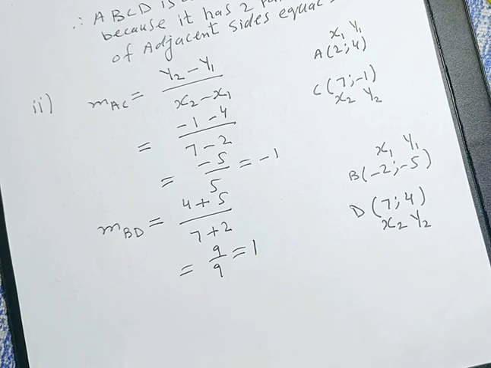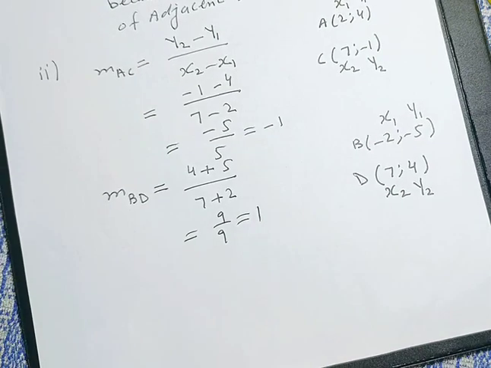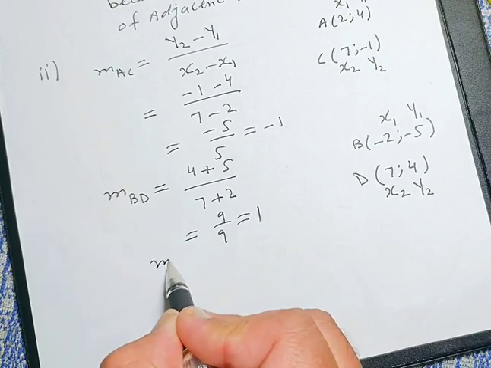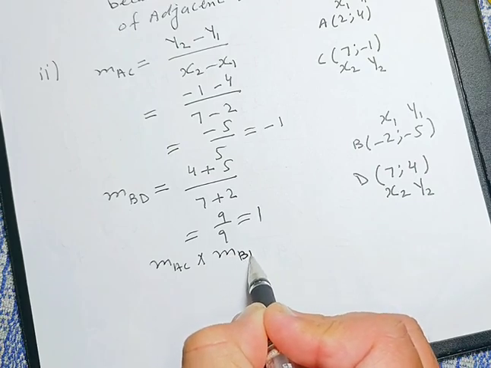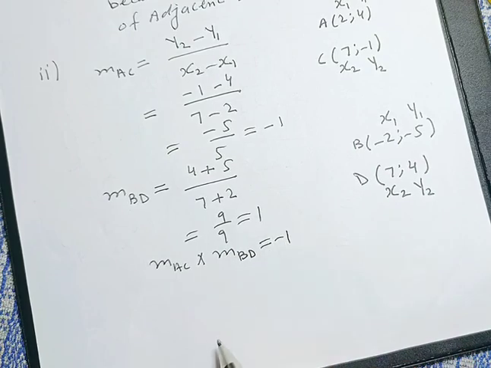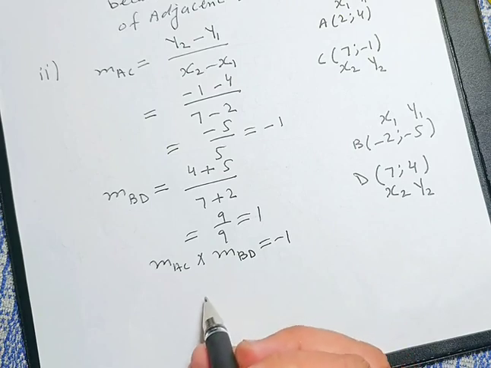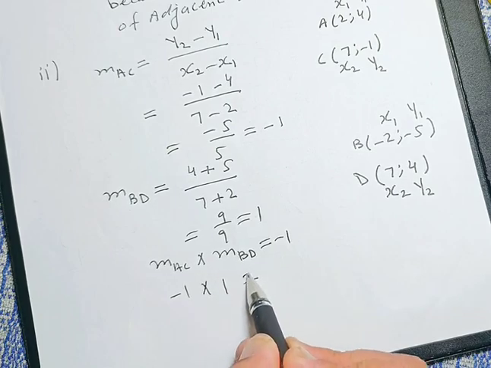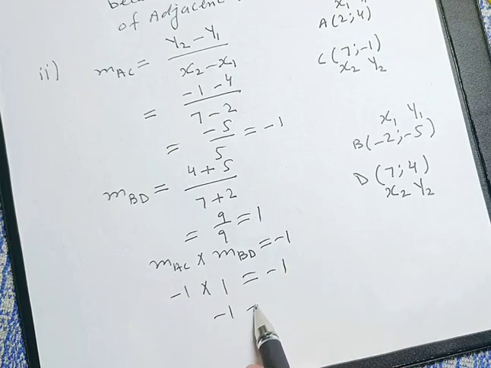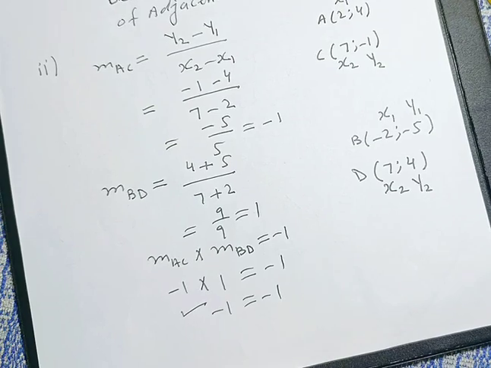Now, the gradient of AC multiplied by the gradient of BD must be equal to negative 1, because we need to prove they are at 90 degrees. So AC is negative 1, multiplied by BD which is 1, is equal to negative 1, as you can see. Which means AC is perpendicular to BD.